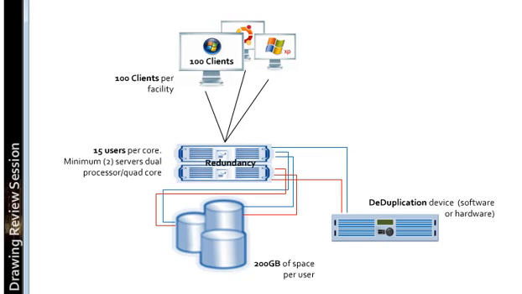So this is phase one. Key things to remember: this is most likely a VDI environment that is server processed, though it could be client processed, depending upon the business requirement. We're speccing in for a server processed environment, 15 users per core, minimum of 2 servers. With storage, we allocate how much space per user, and then we add a deduplication device that's going to handle our backup at phase one.